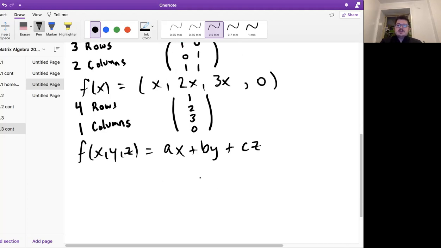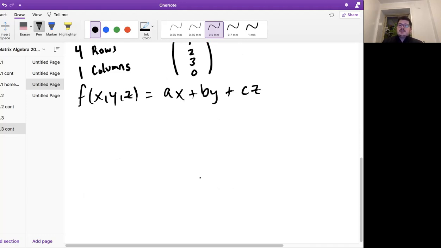And finally, how about this? We have f of xyz is equal to ax plus by plus cz. How many rows and how many columns? One row, right? There's only one thing here, and 3 columns. So, well, how does it read? ABC.